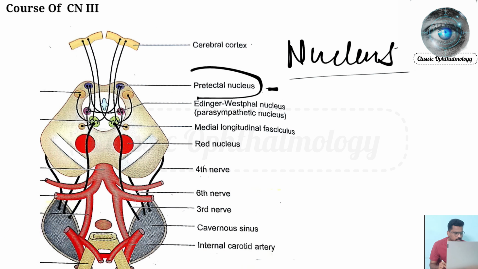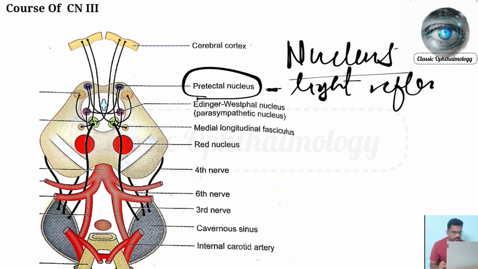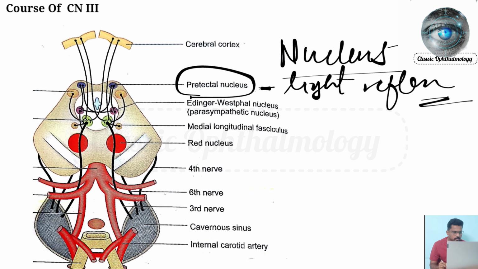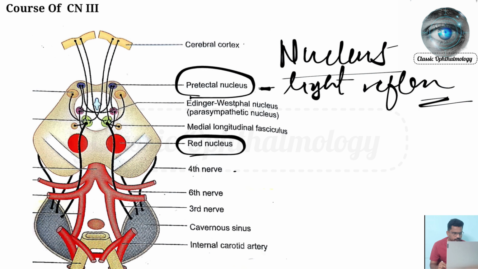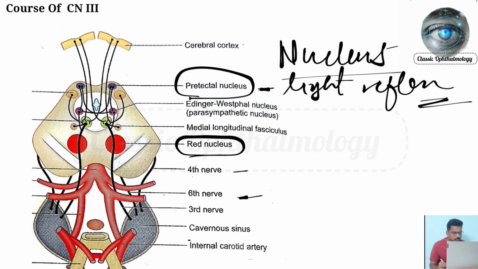This is our pretectal nucleus. This is a section at the level of the superior colliculus, and this pretectal nucleus is associated with the light reflex. This is our red nucleus, and the nerve passes through the red nucleus. This is the fourth nerve, this is the sixth nerve, and this is our cavernous sinus.